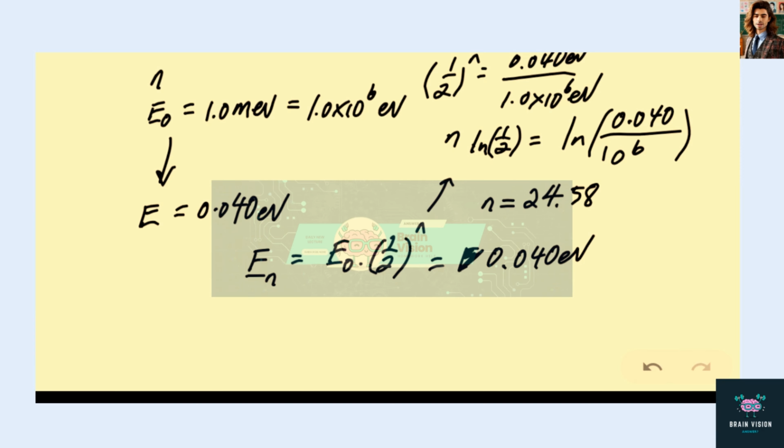Now this is the minimum number of collisions that is required, but we know that the number of collisions should be an integer value, so we will need to round this up to about 25 collisions, right? A minimum of 25 collisions to bring it below 0.04 eV.